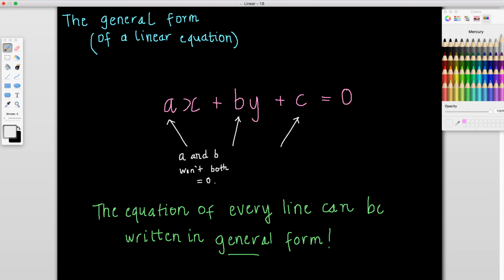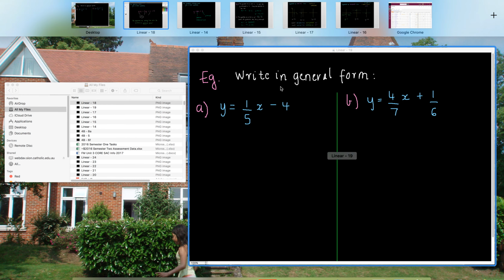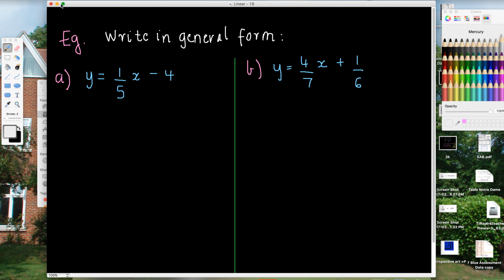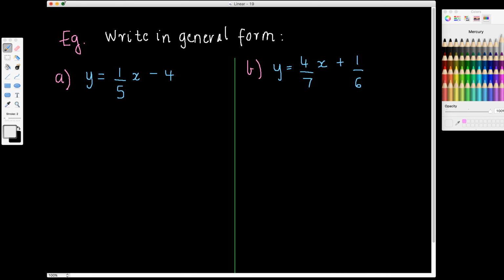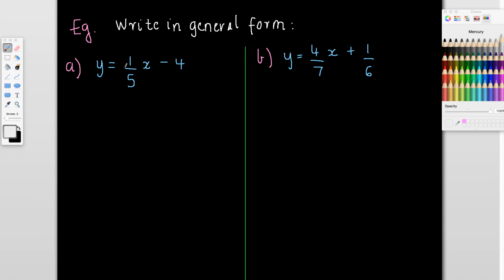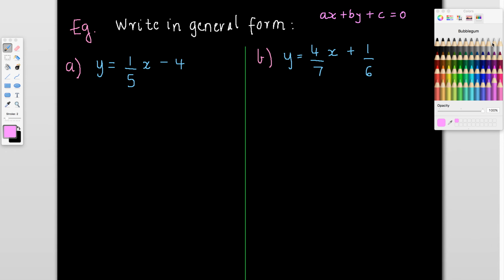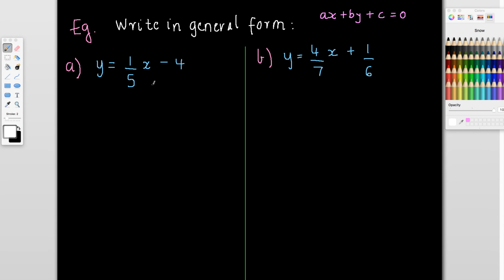So, going back to where I was before, which is this here. I want to write these, which you'll see are in gradient-intercept form, in the general form. So just a reminder, the general form, just written up the top here, ax plus by plus c equals 0. So I want to make this look like that up there. Okay, so how do we do that? Well, we'll start off with an easier one here.